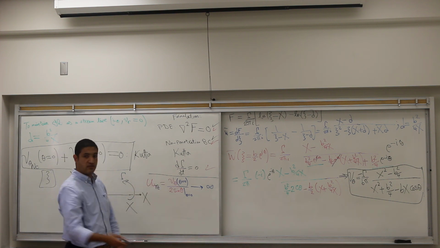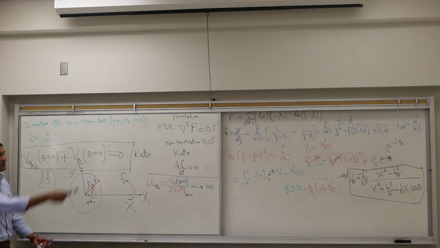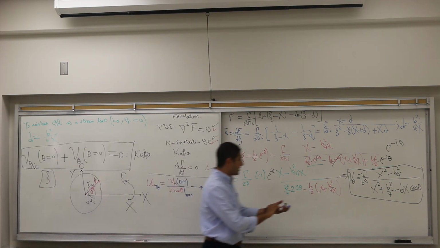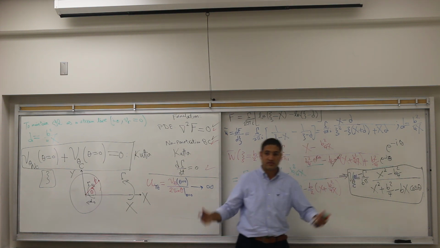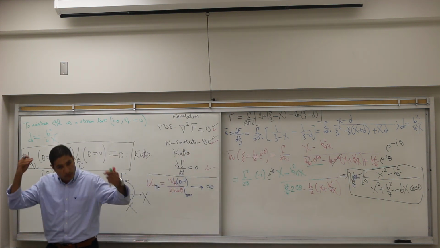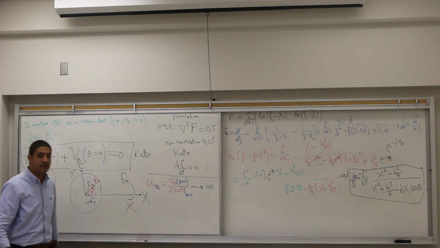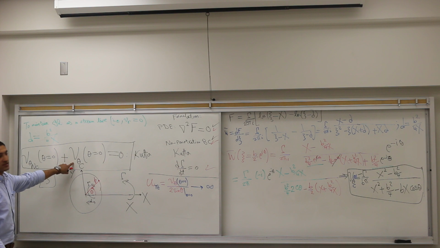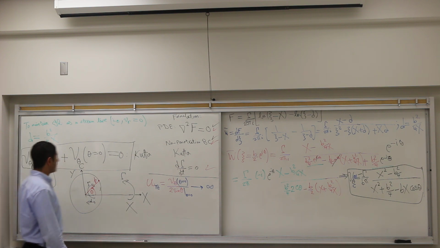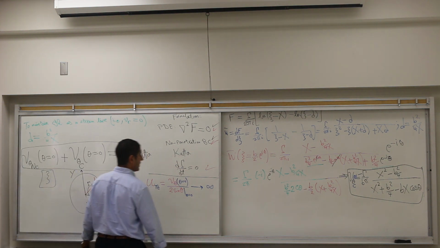So I got v theta. Can you tell me what's the next step? This is v theta circulatory at any theta. Apply theta equals 0 exactly, and then apply the Kutta condition. So let's do that.